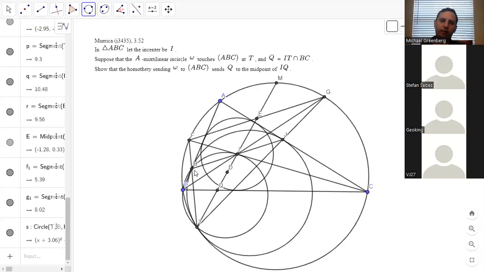Are you sure about that? Because D is the midpoint of IQ. So I wouldn't think that would, it's TQ over QI. Okay. And we have TQ. Yeah, point Q is hard to get a grip on.